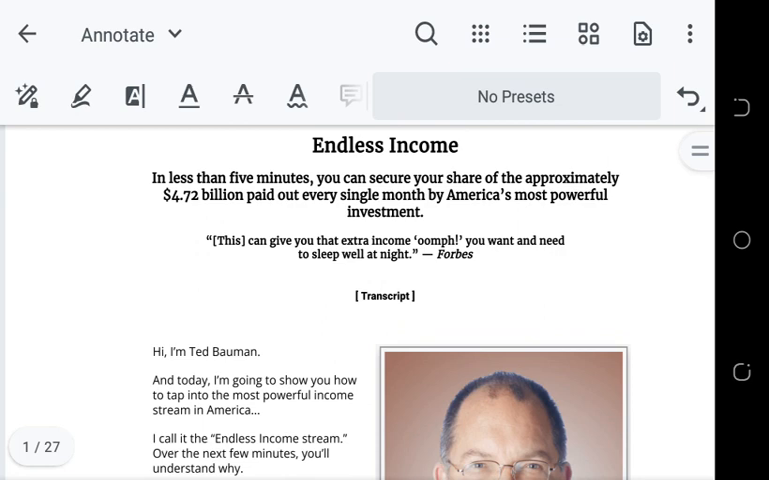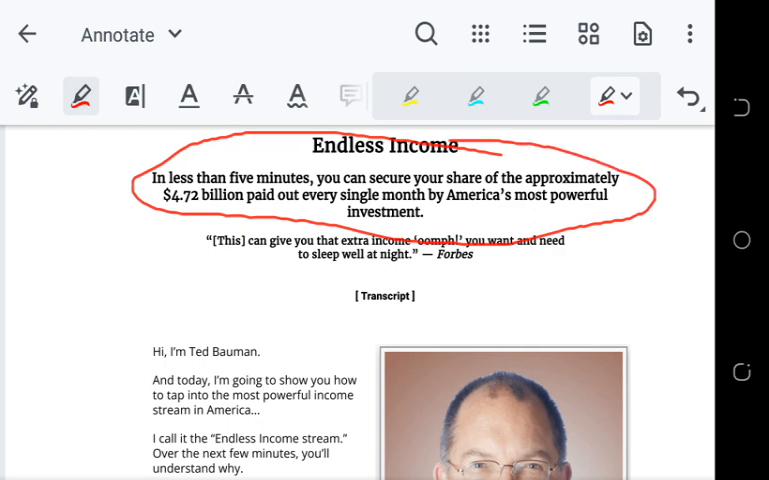Endless income. In less than 5 minutes, you can secure your share of the approximately $4.72 billion paid out every single month by America's most powerful investment. So the headline right there, all of this is a claim. Now, how does the copywriter soften the claim? Using a proof element here.